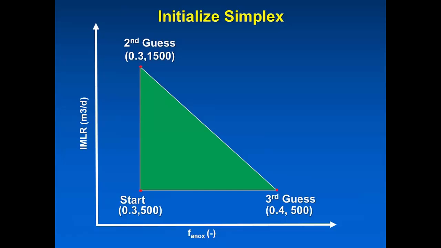So in the effluent, we evaluate what the total nitrogen in the effluent is like for each one of these 3 guesses. And they're going to be different from each other, and one of them is going to be the worst guess. Now, because we're doing a minimization, the worst guess is the highest effluent total nitrogen.